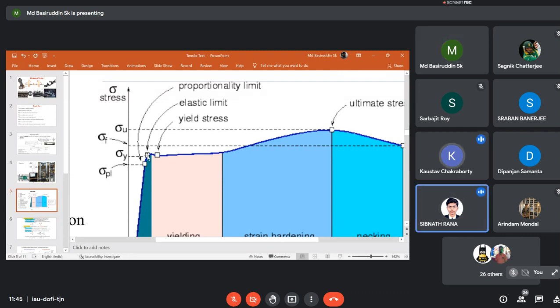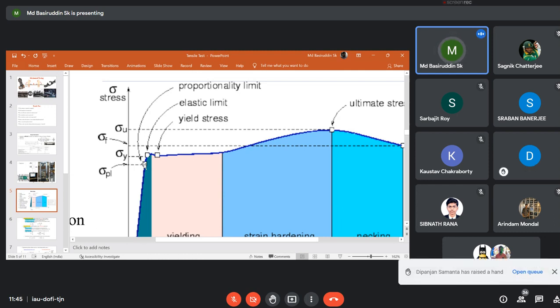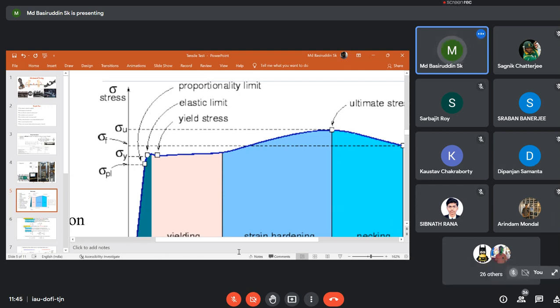Yes, sir. It will come back to its initial position, but not proportionally, not linearly. That means Hooke's law is applicable up to this position, up to the proportional limit. Beyond that, we have to analyze these things in a different way, right?